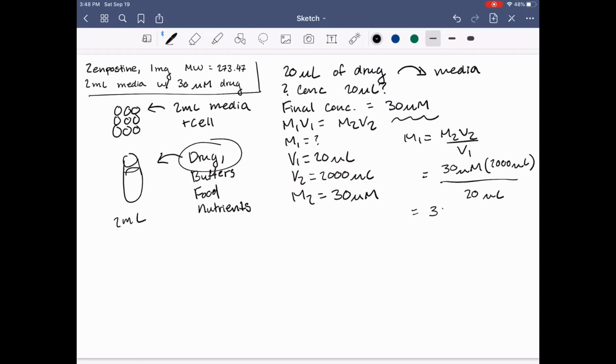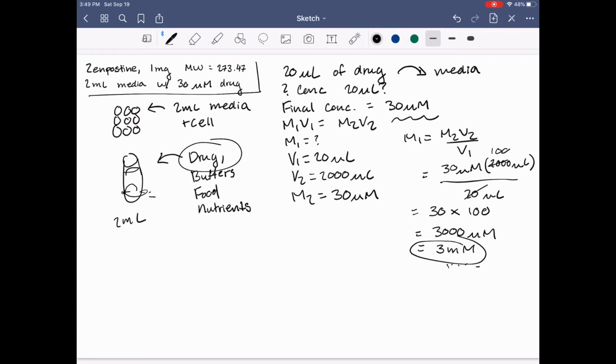So this is where your teacher is getting the 30 times 100, right? Because this cancels out to just be 30 times 100. So this is 3,000 micromolar, or 3 millimolar. Okay? So the stock of drug that we want is 3 millimolar. So at the end of the day, we can just take 20 microliters of this and add it to our cells. Okay? So how are we going to make a 3 millimolar stock when we only have 1 milligram?